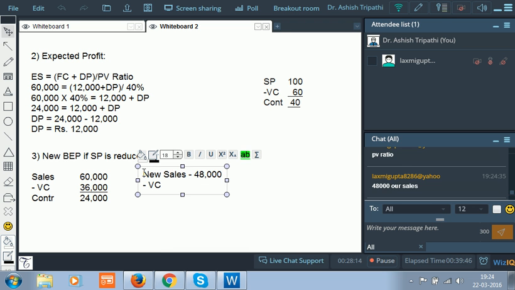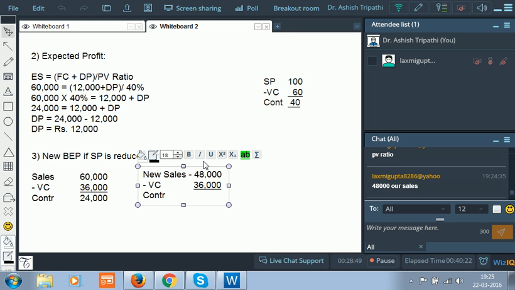Now from new sales, what are we going to subtract? We will subtract variable cost. And variable cost वो लोग ने change करने को नहीं बोला है. They said only to reduce the selling price. So we have reduced the selling price by 20%. हम लोग ने sales reduce किया 20% से, but variable cost reduce करने के लिए नहीं बोला. So we will keep it as it is. Variable cost will remain the same, 36,000. पहले भी उतना था, अभी भी उतना ही रखेंगे, because we will not reduce it. Question में information नहीं दिया है that you will have to reduce variable cost.